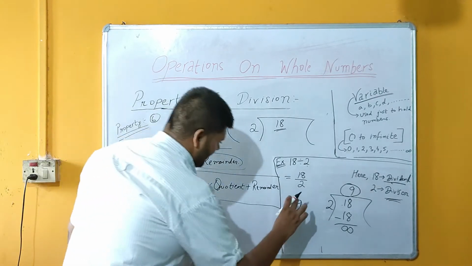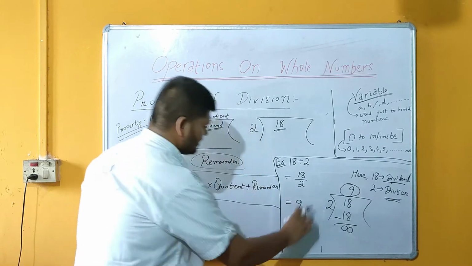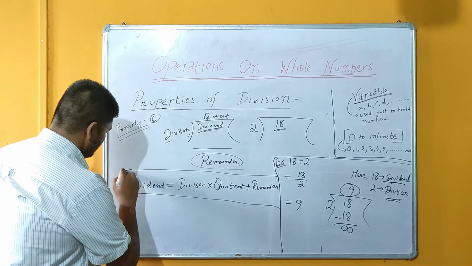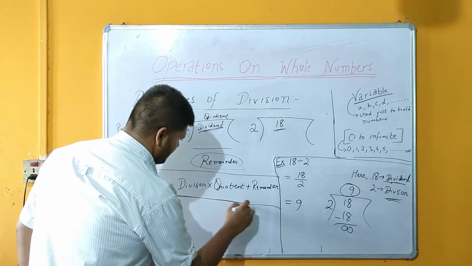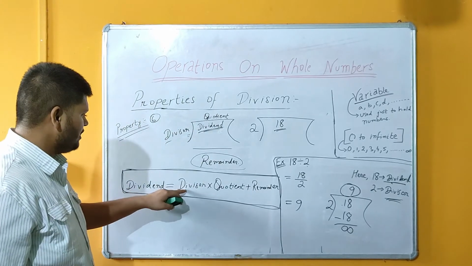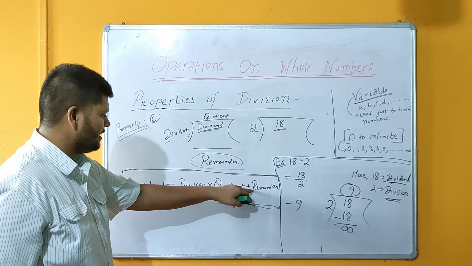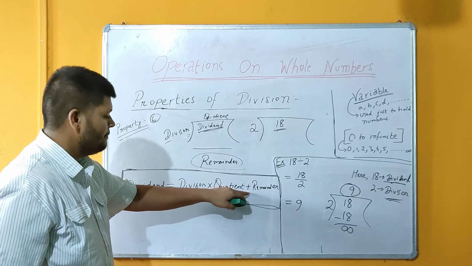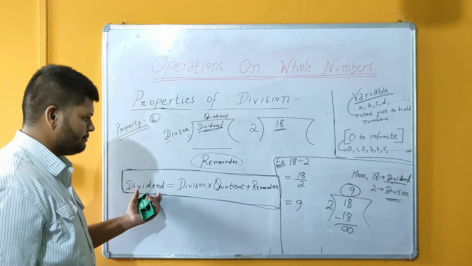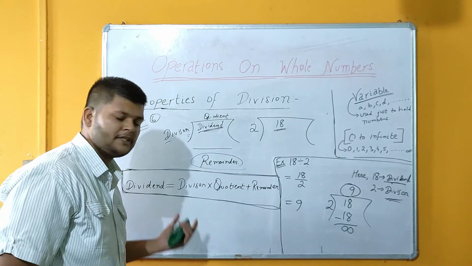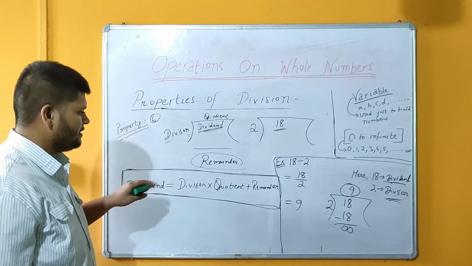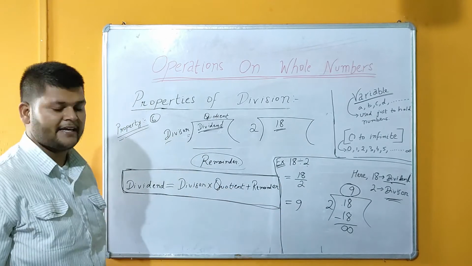In order to verify whether this result is correct or not, you have to follow this formula. What is it? Dividend equals divisor into quotient plus remainder. This is the plus symbol. You can call it an expression or a formula. We will try to verify this with the help of this example.